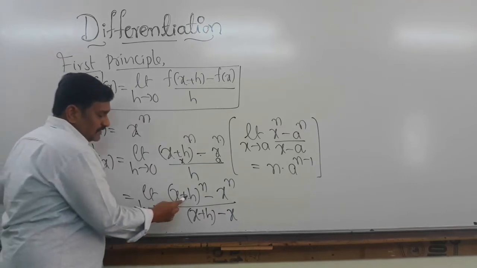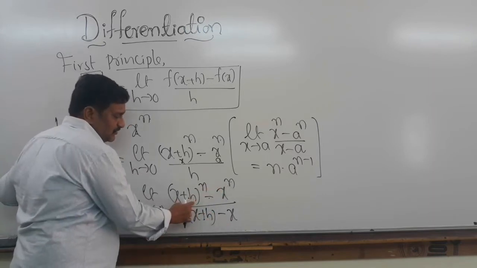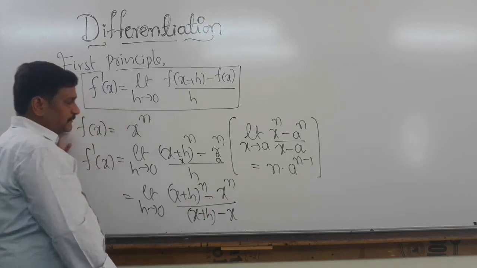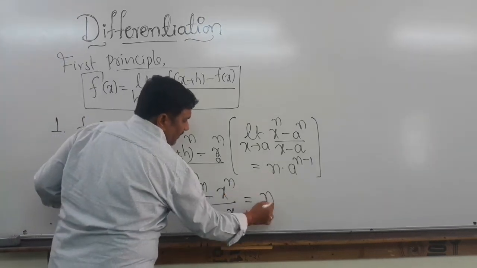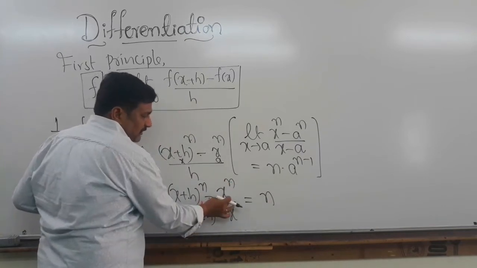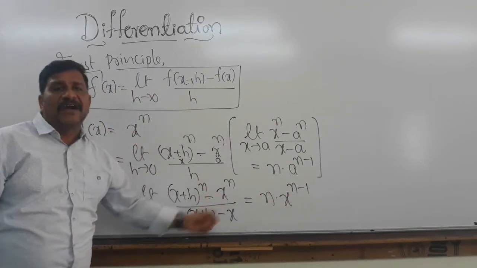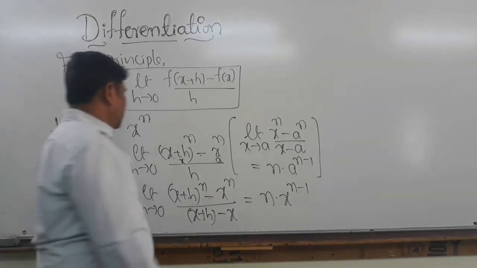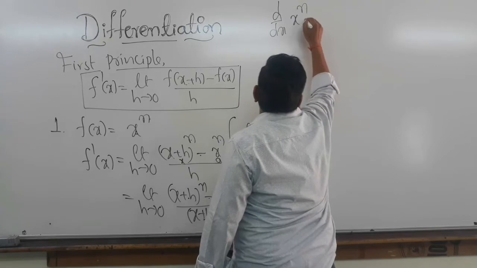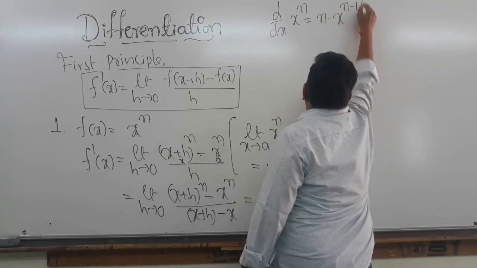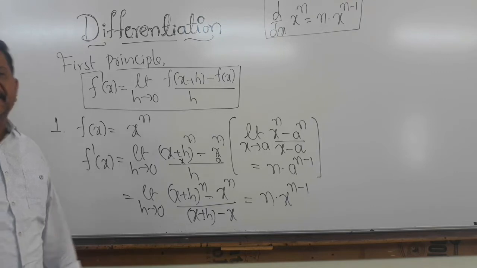Now you observe it is in the form of x power n minus a power n upon x minus a, where x means x plus h, and in place of a we have x. Now we are applying the formula: n into a raised to n minus 1, where a means x here, so x power n minus 1. So this is the derivative of the function x raised to n. The derivative of f of x, which is x raised to n, is equal to n into x power n minus 1. In this way, for any function, we can find the derivative.